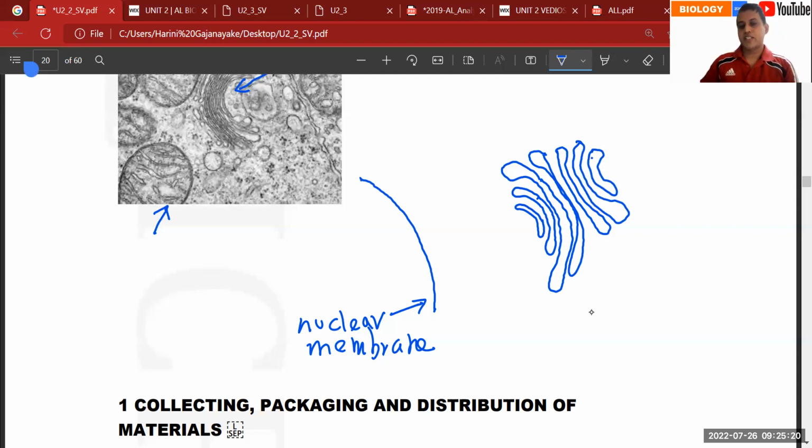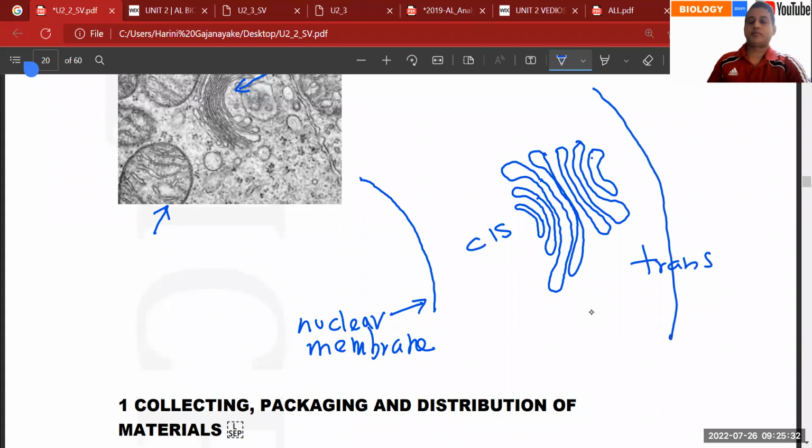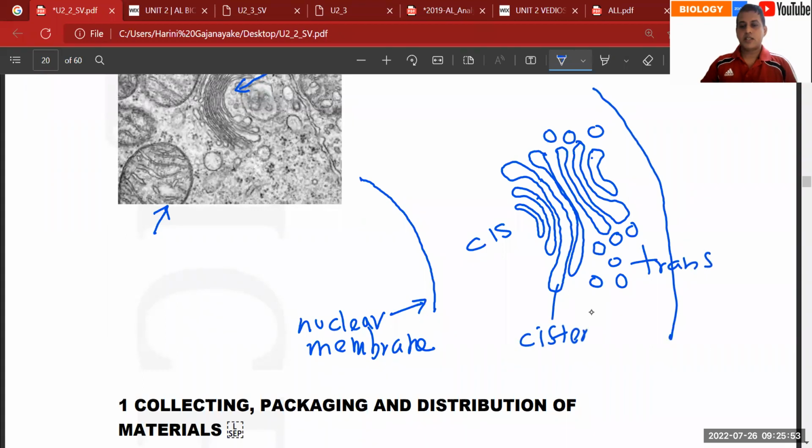This side facing the nucleus is called the cis side, and the other side is called the trans side. Then this should be the cell membrane. We can also add the small vesicles. The vesicles are again round shape, membrane bound structures. And the individual sheet is called cisternae.